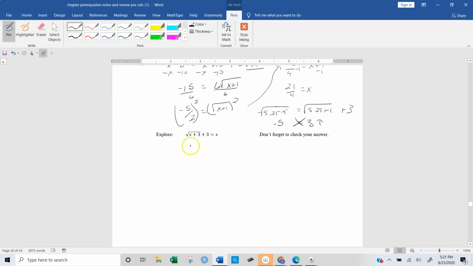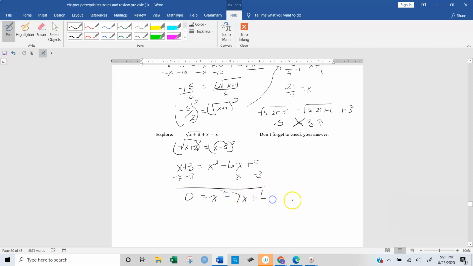First step, subtract the 3. So now you have the square root of x plus 3 equals x minus 3. Yours only has one radical, so it's a little bit smaller. Square both sides. So now x plus 3. Square this, so it's x squared. Multiply and double, so that's negative 6x. Square the last. Set this equal to 0. So subtract your x and your 3. So 0 is equal to x squared minus 7x plus 6.